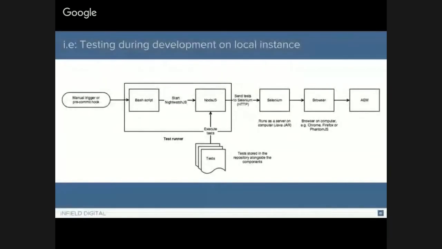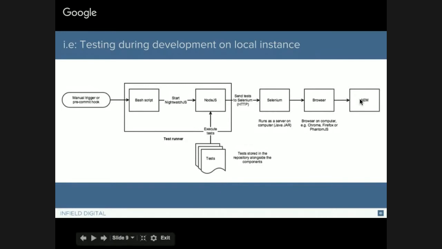So, just talking about the local instance. Again, sorry for the size of the diagram, but the idea here is that there will be a manual trigger or a pre-commit hook or pre-push hook, however you want to do it, but basically we'll trigger the runner. And the runner is a bash script responsible for starting Nightwatch.js, and Node.js will be running it and grabbing the tests that it has to run, sending them to Selenium, which runs as a standalone server on your computer, and then the tests are going to run on the browsers that you've defined for your test. And here's a little AEM thing where it's going to run on AEM.